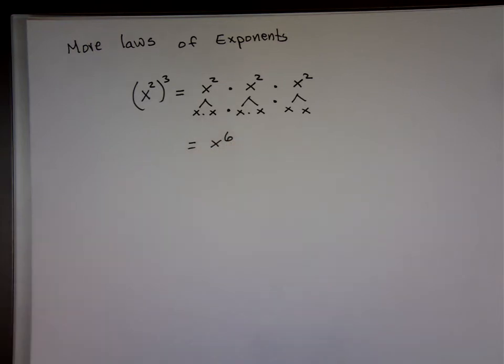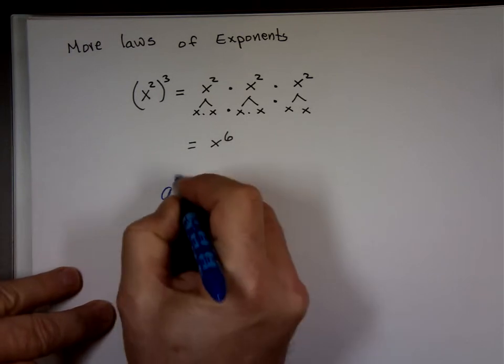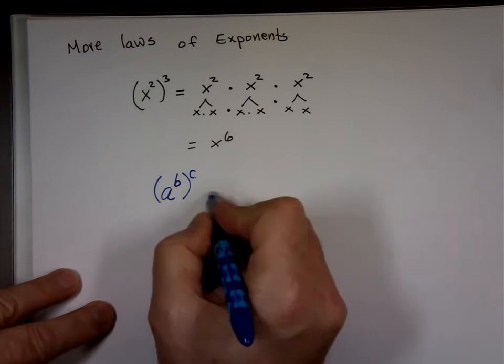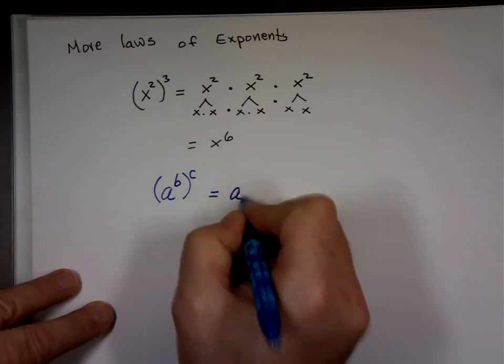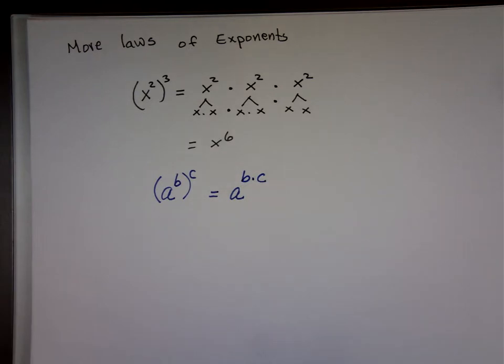So how do we get the 6? Do we add these numbers? Is 2 plus 3 equals 6? No. It's 2 times 3 equals 6. Yes. So that's another rule of exponents, which is power to a power. If you have a raised to the power of b, the whole thing to the power of c, that's equal to a raised to the power of b times c. You multiply the exponents.